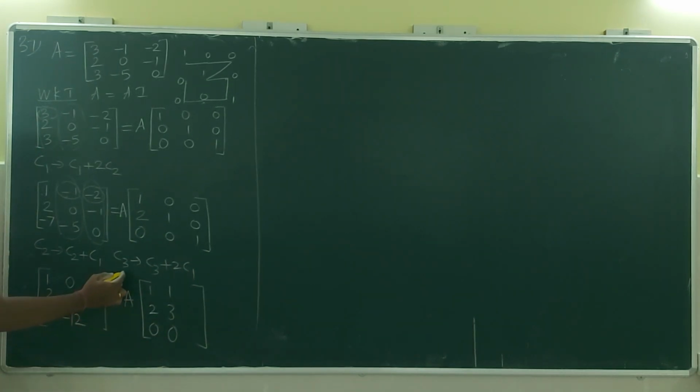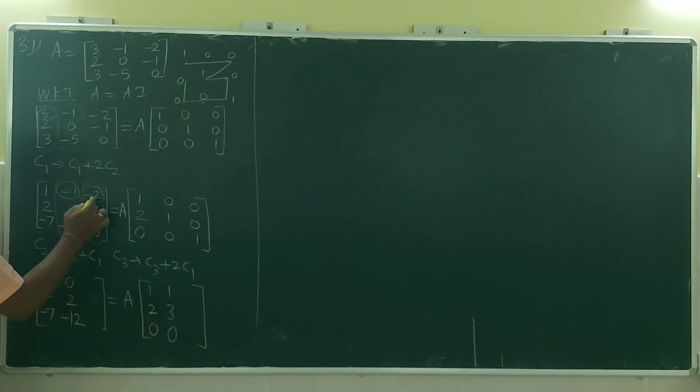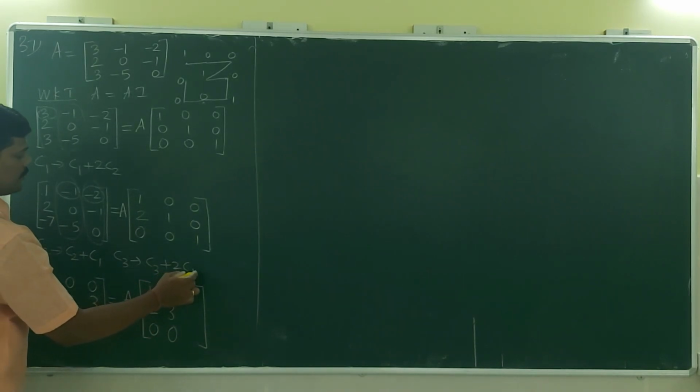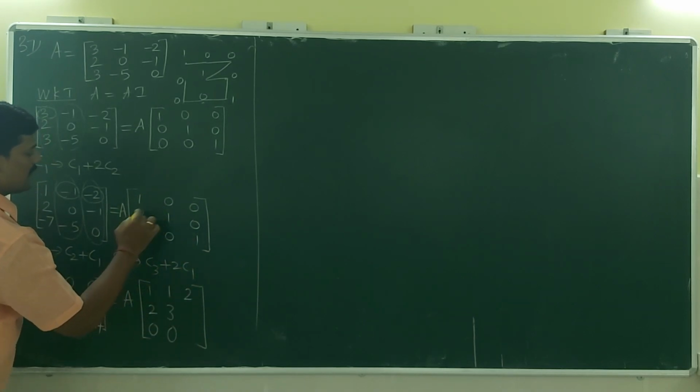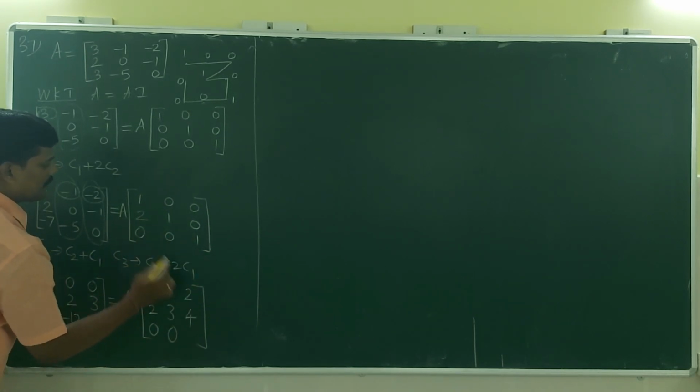Then apply the operation for column 3. Column 3 implies column 3 plus 2 times column 1. So minus 2 plus 2, 0. Minus 1 plus 4, 3. 0 minus 14, minus 14. Then here, 0 plus 2, 2. 0 plus 4, 4. 1 plus 0, 1.